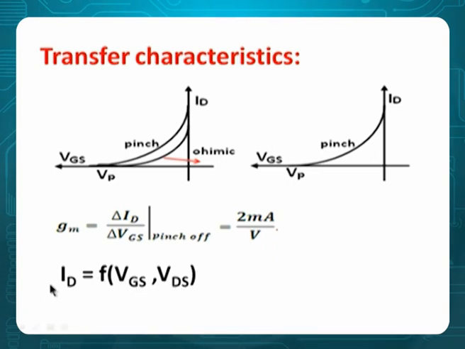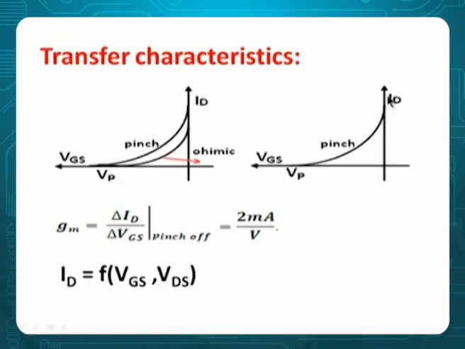So what I am drawing is ID versus VGS with VDS as constant. As VGS is increasing, at one point, junction width increases, channel width becomes 0. When the channel width is becoming 0, you call it as pinch off, 0 current.